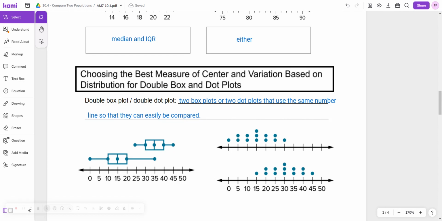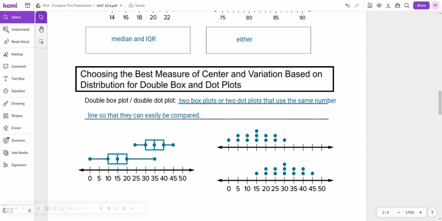Based on that and how the plots are, we can make some inferences. One of the things we can figure out, since this is box and whisker, which means we're using the median, is that the median for the top population is much higher than the median for the lower population. I know that because the middle dot's the median. On the lower population, it's 15. On the upper population, it's 35. I can also see that the IQR for both of them are the same because 40 minus 30 gives me 10. 20 minus 10 gives me 10 as well.